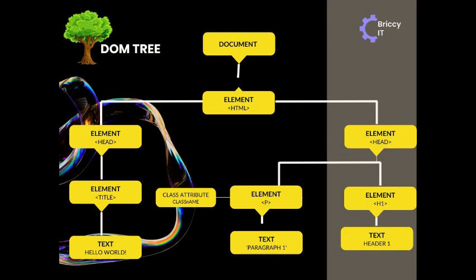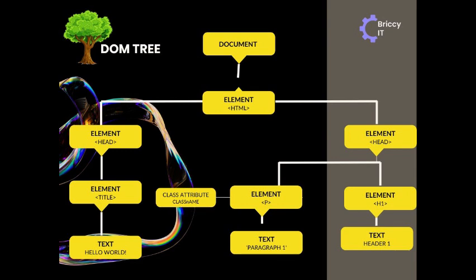The head and the body elements are what we call siblings, since they are on the same level in the DOM tree. Underneath the head element, you see it has one child node, which is the title element, and the text hello world is a child node of the title element. These relationships are similar on the other side, where the body element is the parent of the paragraph and the h1 tag.